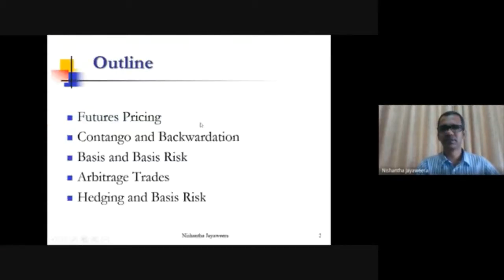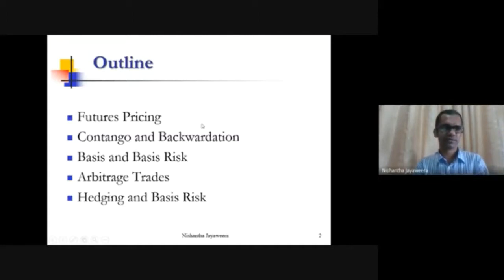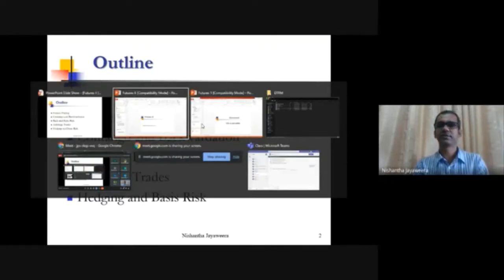So here, basically, we are going to discuss futures pricing and what it means by contango and backwardation, basis and basis risk, how to do arbitrage trade, and hedging and basis risk. So these are the topics that we are going to discuss. I don't think we can cover all of these today, but at least we'll try to finish the pricing part today. So therefore, before we move into that, shall we take a break here?